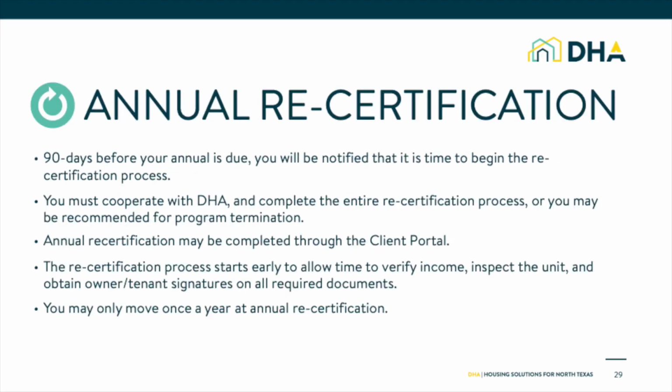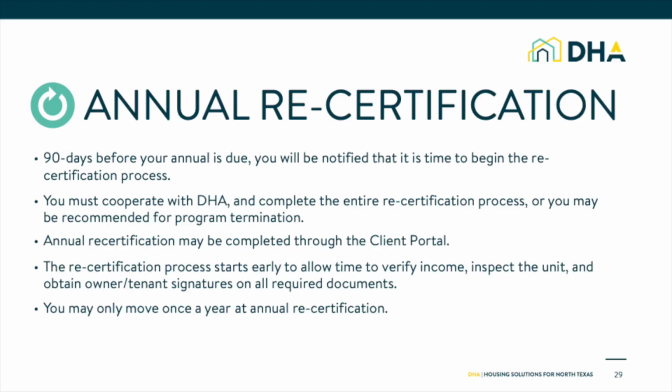Program participants are responsible to be recertified for continued housing assistance annually. 90 days before the anniversary date, you will be notified that it's time to begin the recertification process. You must cooperate fully with DHA and complete the entire recertification process at this time, or your housing voucher and housing assistance will be terminated. For your convenience, you may complete your annual recertification through the Rent Cafe tenant portal.